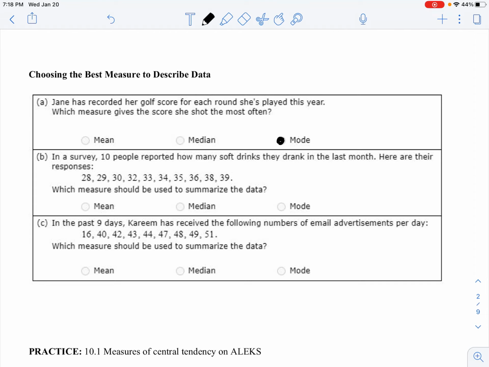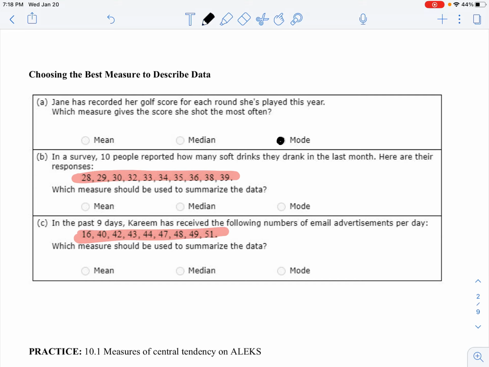Next one, in a survey, 10 people recorded how many soft drinks they drank. It wants to know which one should best summarize their data. There's not much of a difference between this one and the next one. So I'm trying to figure out, just based on the numbers, which one I would use. Would I use the mean or the median? It's not going to be the mode because neither of these questions are asking us which one occurs most often. So one of them is going to be mean and the other one's going to be median.